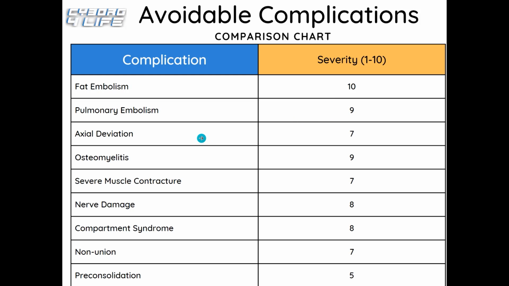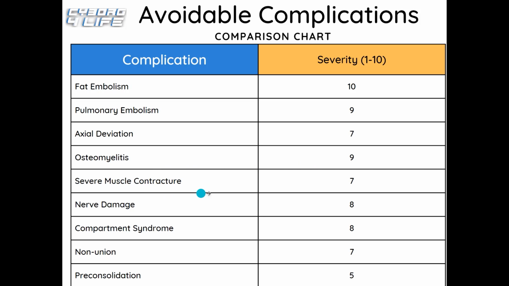All right, next up is axial deviation, which we talked about, misalignment of bones. It gets a 7 out of 10. Osteomyelitis, basically bone infection, gets a 9 out of 10. If you're losing your bone because of an infection, that's not good. It's not deadly. It can lead to amputation, and it can also be deadly if the bacteria spreads to other tissues. But it's pretty serious.